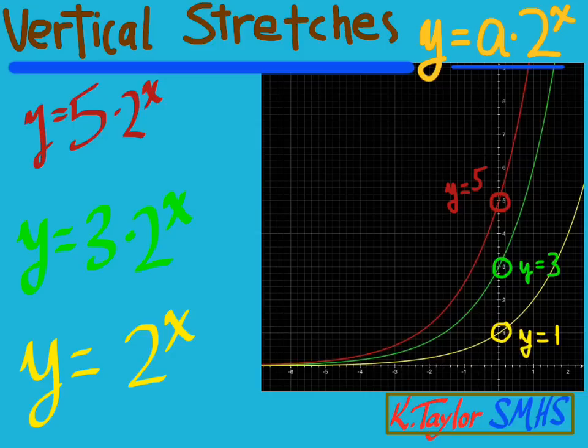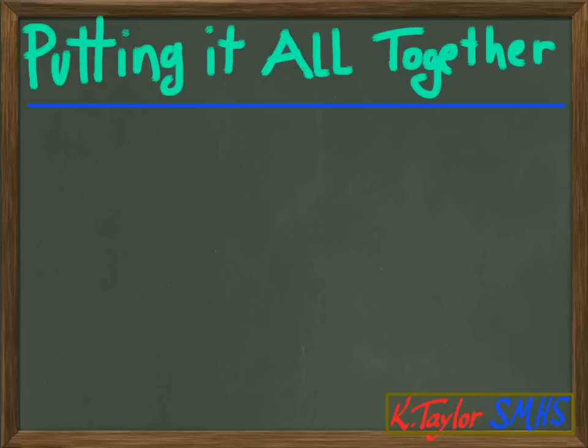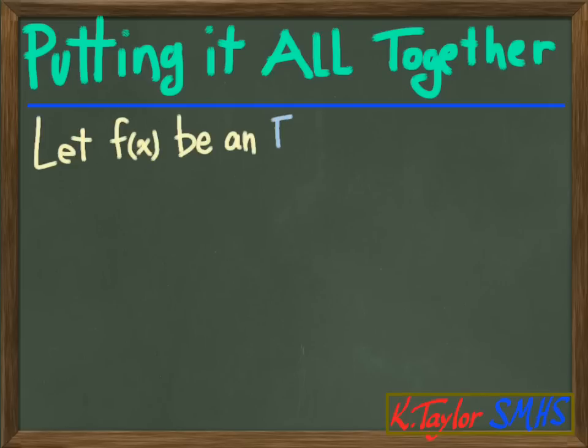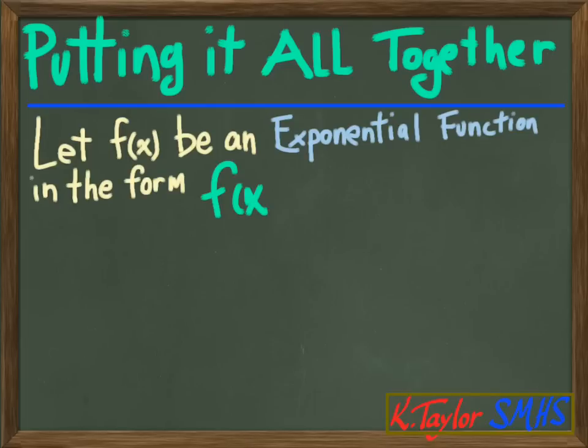Okay, so another interesting observation between the multiplier or the vertical stretch factor of an exponential function and how it affects the y-intercept. So let's talk about this a little bit more and put it all together here. We're going to say it in a little bit more formal way. Let f of x be any exponential function of the form f of x equals a times b to the x plus k. So we have a multiplier or a stretch factor, we have b, our base, and we have k, a vertical shift number of some kind.